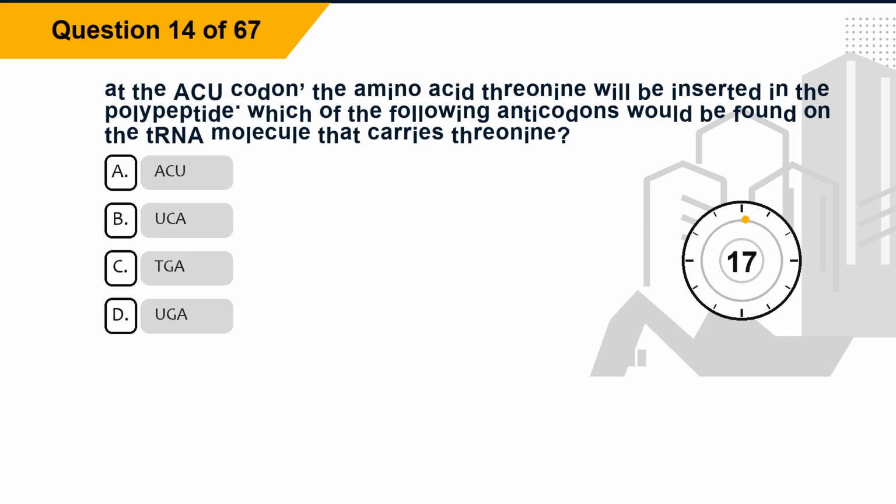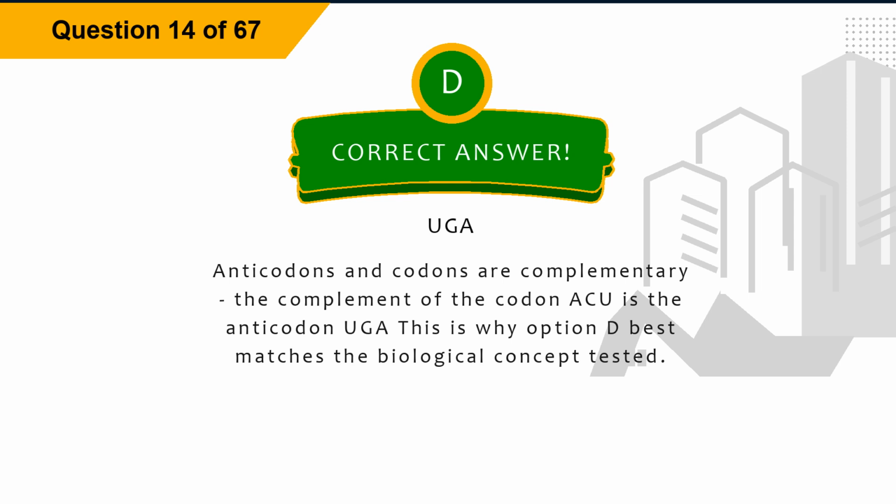Question 14. At the ACU codon, the amino acid threonine will be inserted in the polypeptide. Which of the following anticodons would be found on the tRNA molecule that carries threonine? Option A, ACU, option B, UCA, option C, TGA, option D, UGA. The correct answer is option D, UGA. Explanation. Anticodons and codons are complementary. The complement of the codon ACU is the anticodon UGA. This is why option D best matches the biological concept tested.